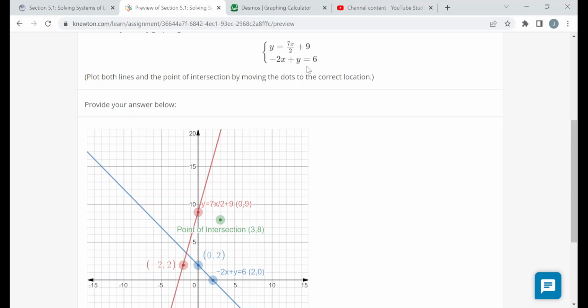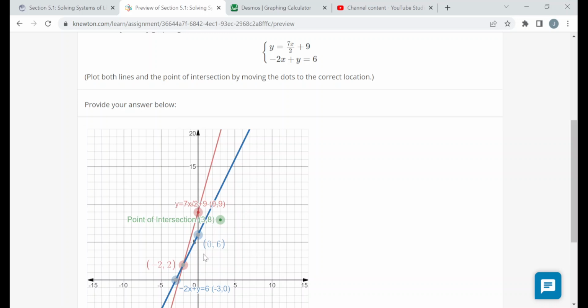Then negative 2x plus y equals 6 would have 0, 6 as the y-intercept. There's 0, 6, and then negative 3, 0 as the x-intercept. Oop, that's negative 2.5... Negative 3, 0 is the x-intercept. And it looks like they meet at negative 2, 2.